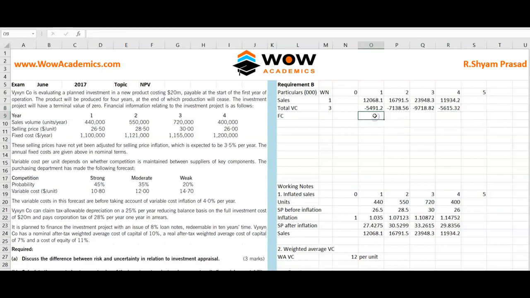So we got it as a negative number. Fixed cost again should be a negative number. So we'll work out in thousands. So it's going to be 1100, 1121, 1155, and this is going to be 1200. So we got our answer to give us profit before tax.